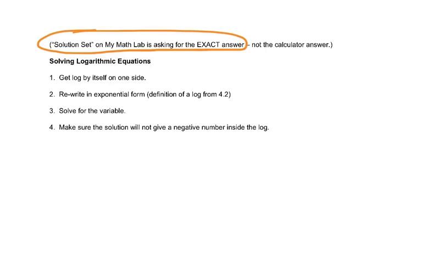So now we're going to look at log equations. So these are equations that have the word log in it, or ln. And to do this, we have to get the log by itself on one side, and then we'll rewrite it in exponential form. And we did that in 4.2, that's reminding you here. And then we'll solve for the variable, make sure that the solution will not give us a negative number inside the log. So let's look at some examples.